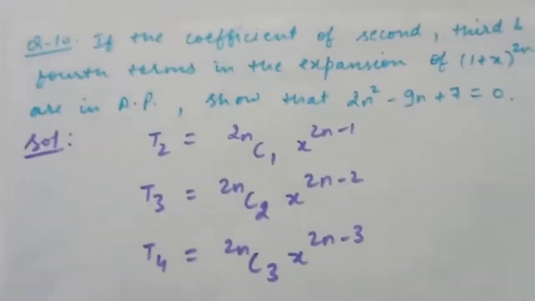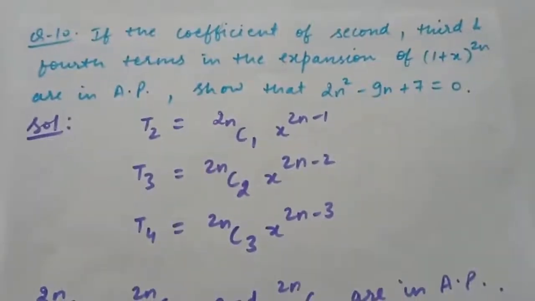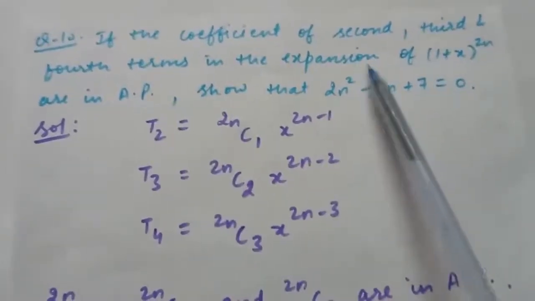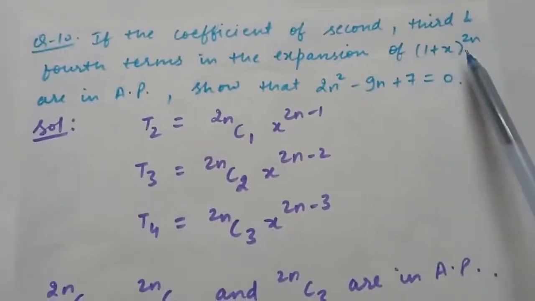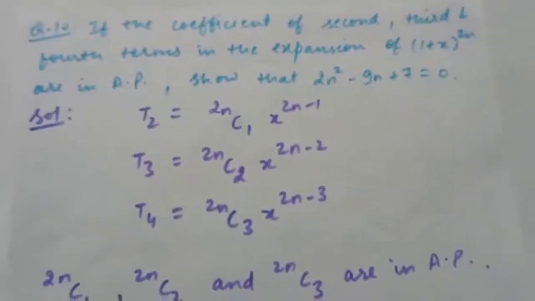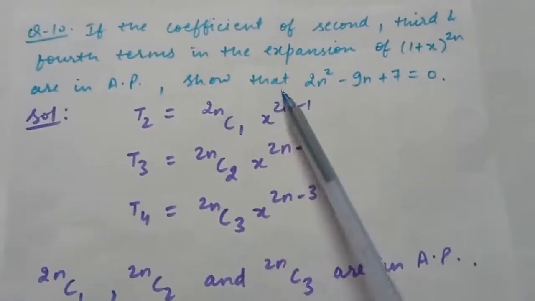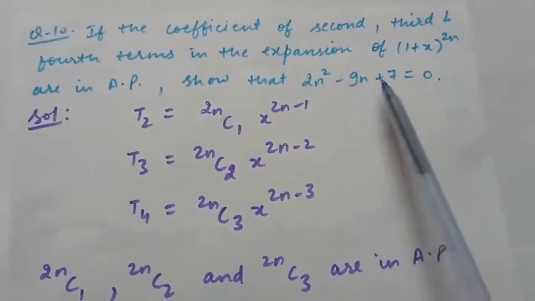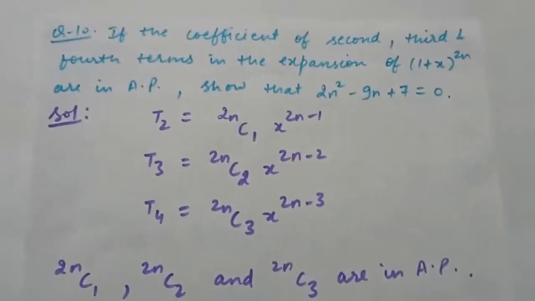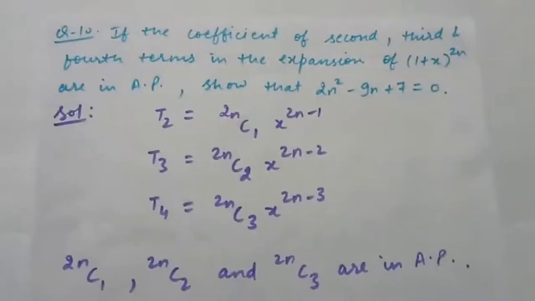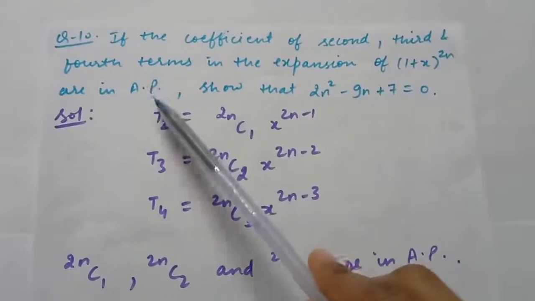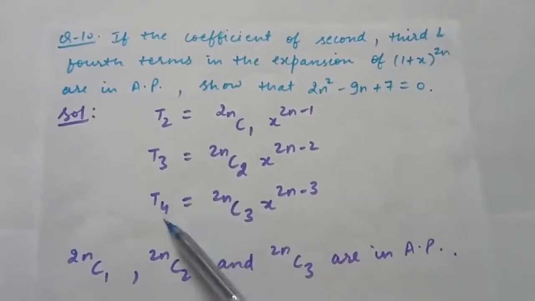Now, question number 10. If the coefficients of second, third and fourth terms in the expansion of (1 plus x) whole raised to the power 2n are in AP, show that, AP means arithmetic progression, show that 2n square minus 9n plus 7 is equal to 0. Now see the coefficients, be careful about this. Coefficients of second, third and fourth terms are in AP. So first of all we will find second, third and fourth term.